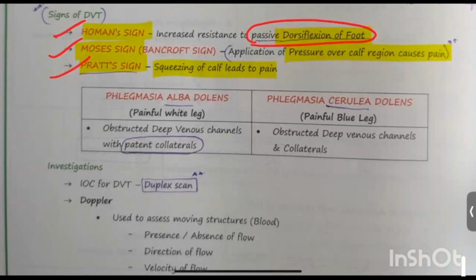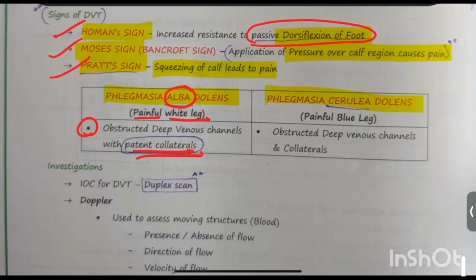Okay. So there are two main complications of deep vein thrombosis which can be identified by looking at the leg. Those two are phlegmasia alba dolens and phlegmasia caeruleus dolens. So alba, just like we all know, alba means white. It is a painful leg, a painful white leg. That is phlegmasia alba dolens. This is because of obstructed deep channels, but collaterals are patent. Because of that reason, it has not undergone cyanosis completely. There is a certain part of blood supply left to the leg, and hence it has just become white.